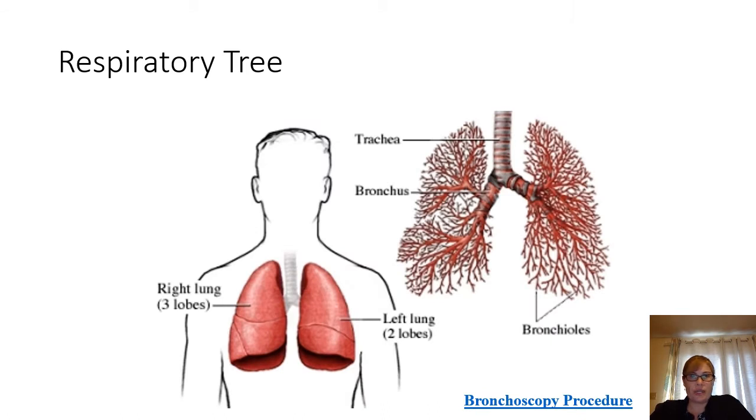The respiratory tree, this picture shows it much better. We can see that very sharp, more vertical structure on the right side versus more horizontal structure on the left side. The left side also only has 2 lobes. The left lung only has 2 lobes because of the heart, and the right lung has 3 lobes. And this is known as the respiratory tree for obvious reasons.